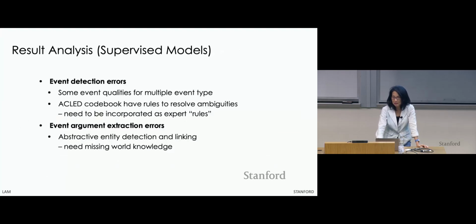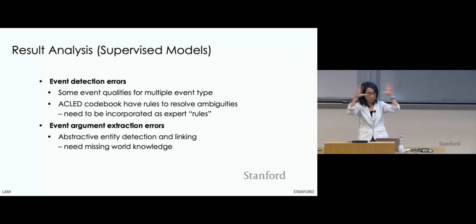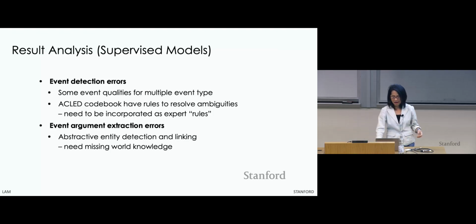If you look at the result analysis, look at the supervised version, I would say that if you look at the event detection errors, sometimes it is tricky because some event qualifies for multiple event types, and you still have to figure out which one we should pick. And what we see here is that the experts know it is in the code book. We remember the large code book. We didn't pull out everything. We just pulled out the structure and the descriptions. And there's information that the experts know that is recorded in the code book that is not included in the descriptions that we give to the language models.